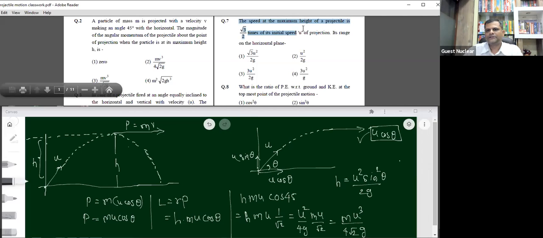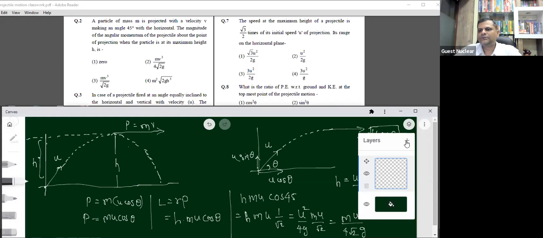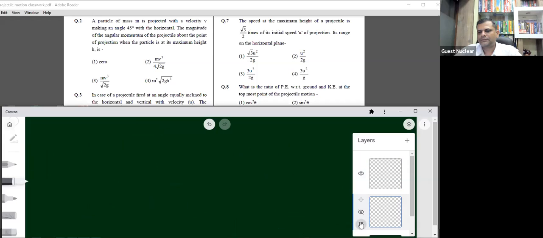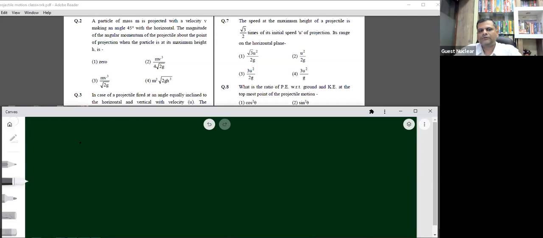The speed at the maximum height of the projectile is root 3 by 2 times its initial speed of projection. Its range on the horizontal plane is. So we have to find its range, and it's given that the speed at the maximum height point is root 3 by 2 times the speed at projection. So what does it mean?